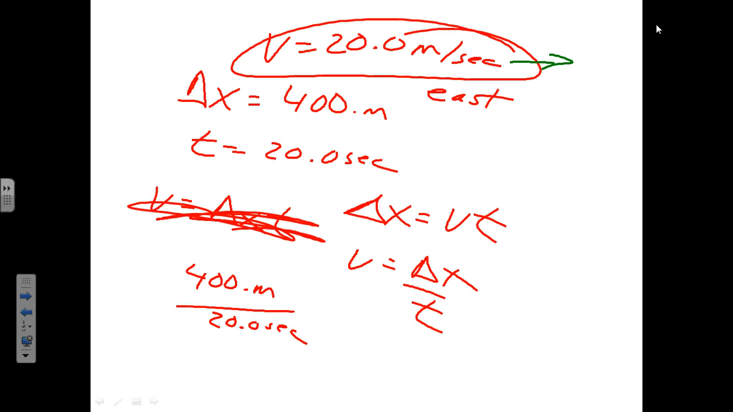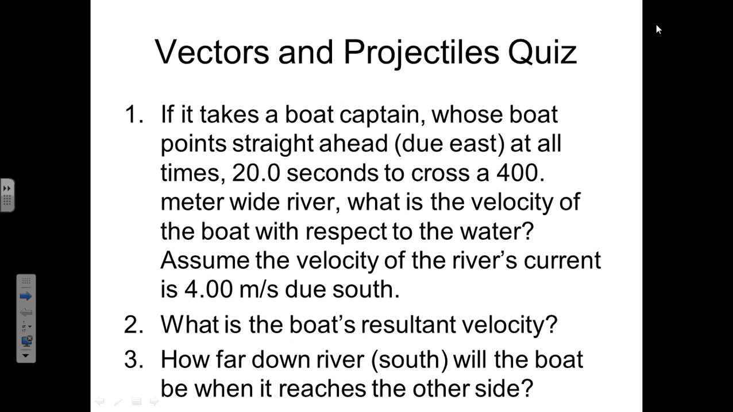Key thing. So let's back up and look at the second part. The resultant velocity is what we're looking for in question 2. That means we need to add together what? The 20 east and the 4 south. So again, he's going 20 meters per second due east, and the boat's going 4 meters per second straight south. So we'll draw those tip to tail, drawing our resultant from where we started to where we got through.